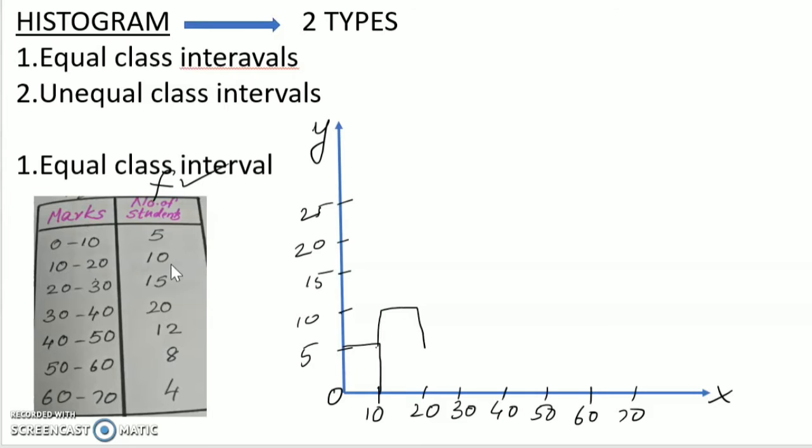Frequency is 10. It should be a straight line, okay? And 20 to 30, corresponding to that 15. So we have to mark till 15 here. From this point we have to mark. I will draw it.